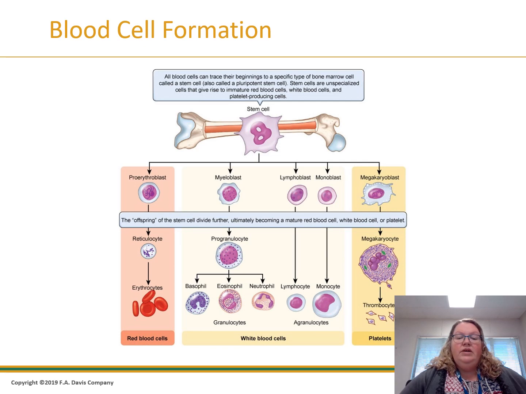So, blood cell formation. All blood cells can trace their beginnings to a specific type of bone marrow cell called a stem cell, also called a pluripotent stem cell. Stem cells are unspecialized cells that give rise to immature red blood cells, white blood cells, and platelet-producing cells. We find stem cells in certain areas.